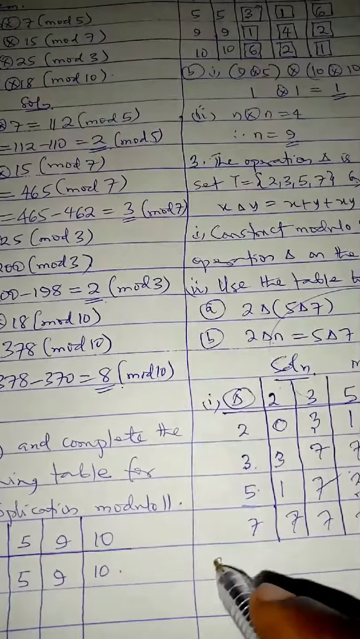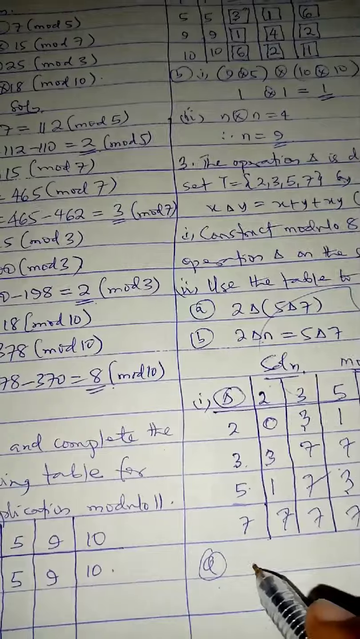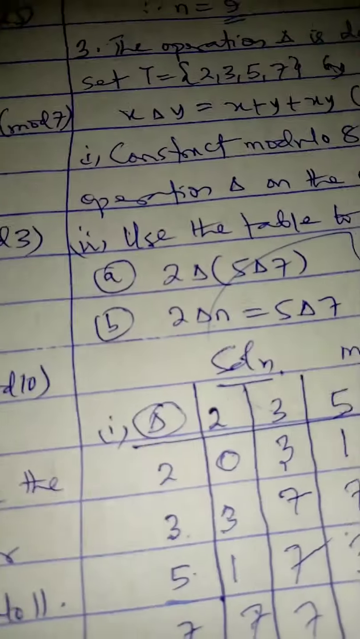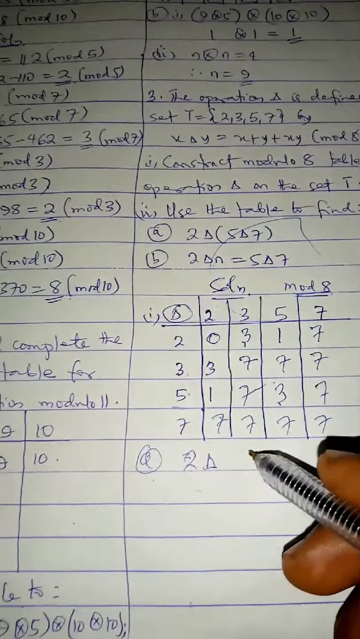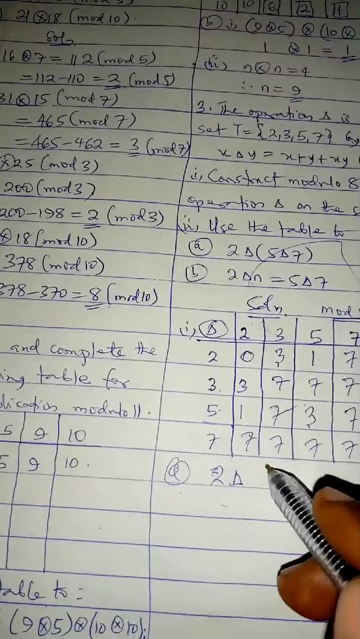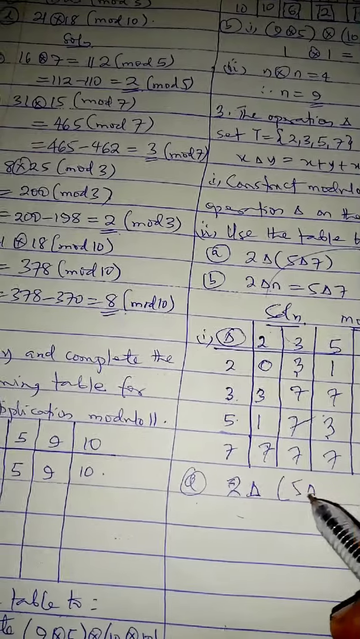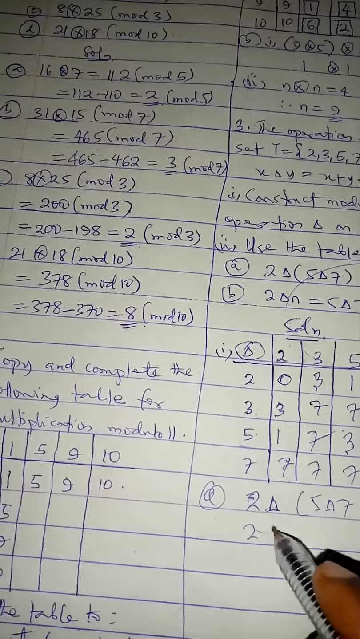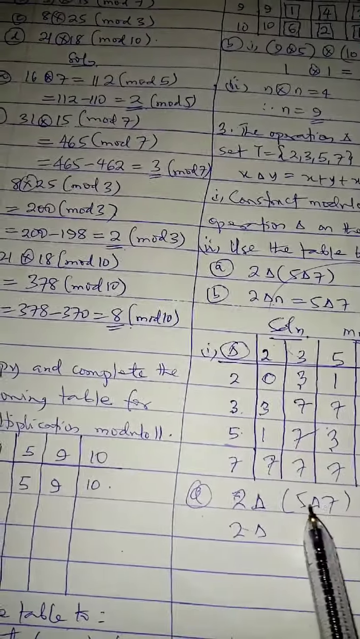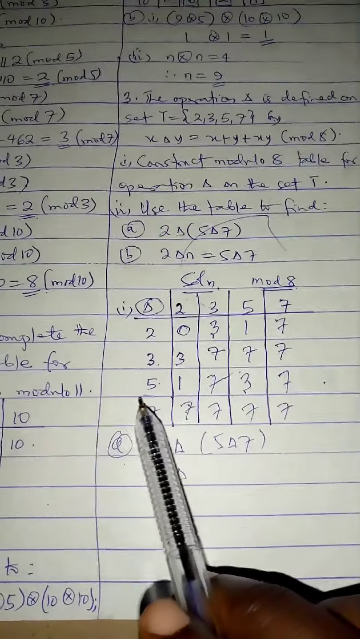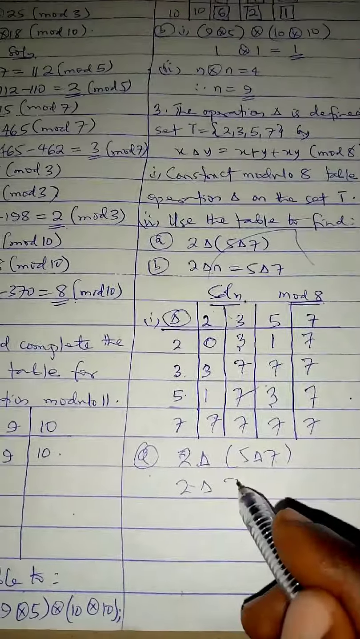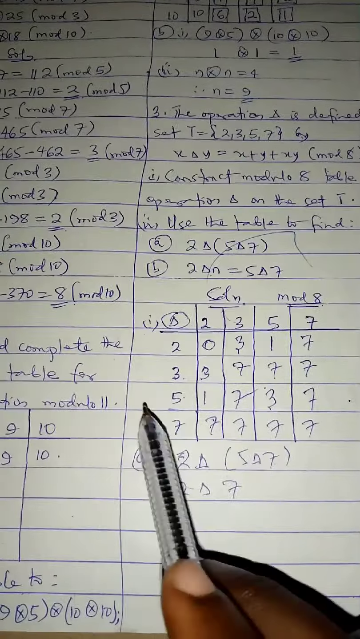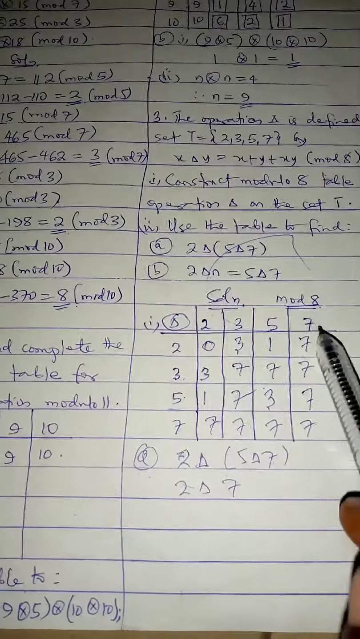Now, to answer a, 2 triangle 5 triangle 7. Work on your bracket. 5 triangle 7 from your table is 7. And 2 triangle 7 is also 7.